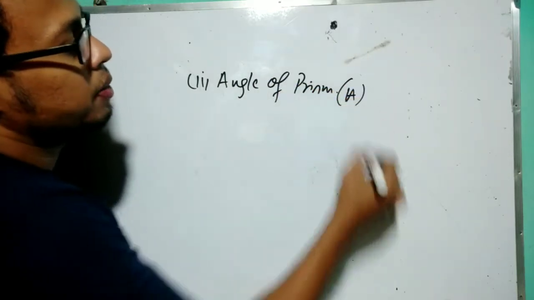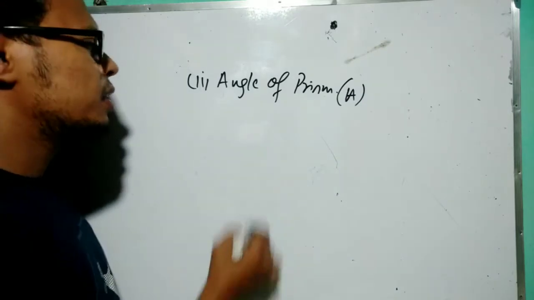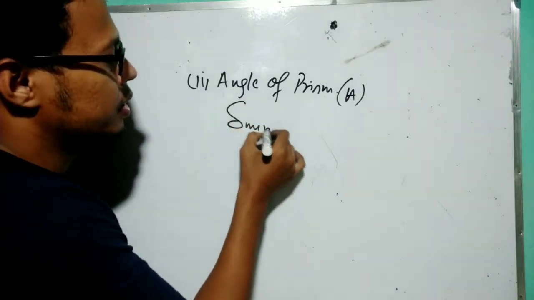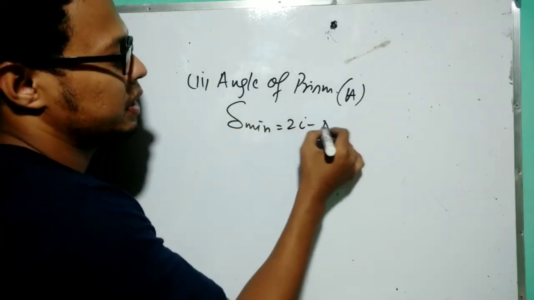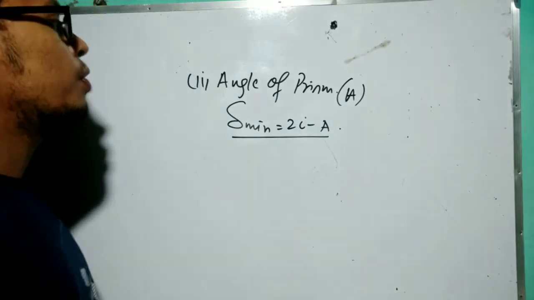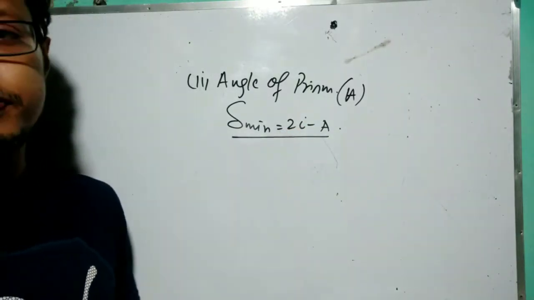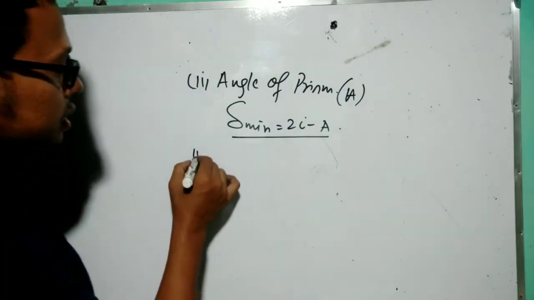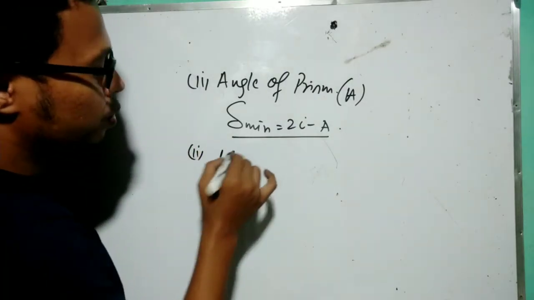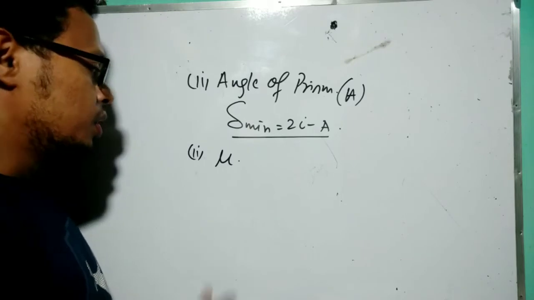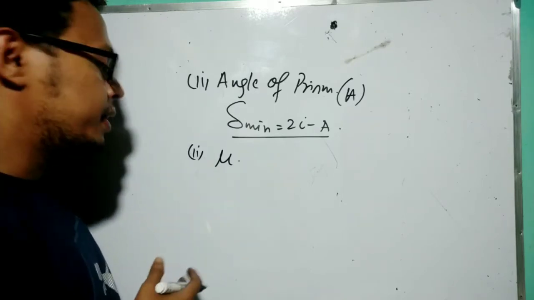This is represented by A, because one relation we have seen, delta min equals twice i minus A. So the angle of deviation depends on the angle of the prism also. So what is the third factor? This third factor is mu, the refractive index, means the refractive index of the material.